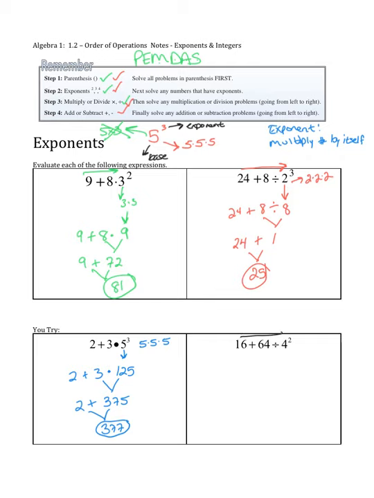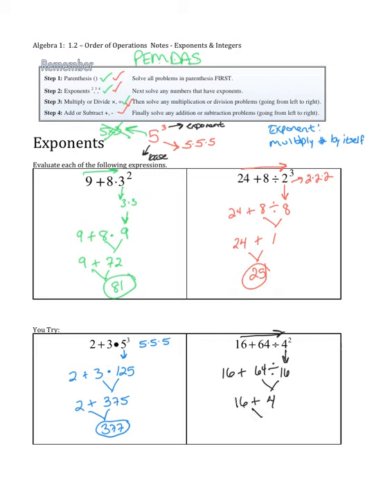Last one on this page. 4 squared is 4 times 4, which is 16. Then I'm just going to bring down everything else. Okay, then the order of operations, we multiply and divide first. 64 divided by 16 is 4. That's why I'm a math teacher.